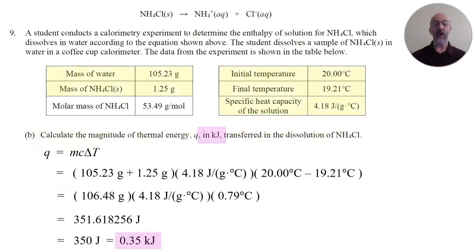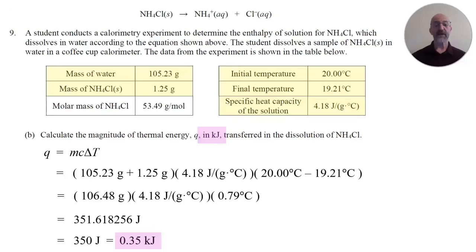Now, technically, on the AP Chemistry exam, if you wrote 350 joules, that is correct, but they were looking for the correct answer in units of kilojoules. So when you read the question on the AP Chemistry exam, pay attention to the units that they are looking for in the final answer. So 0.35 kilojoules, that is the intended answer to this question.